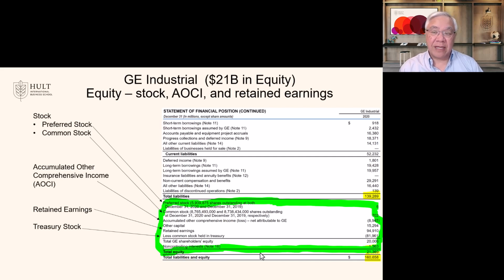Next, we look at General Electric. They're a $21 billion company in terms of equity. And where is that equity? We see that they have a little bit of preferred stock, but most of it is in common stock, and the vast amount of it is in retained earnings. Because General Electric has been around for over 100 years, they've made a lot of money in that period of time, and a major item that contributes to their shareholders' equity is actually the retained earnings. Notice that they also have $81 billion in treasury shares. They've done stock buybacks over the years as well.